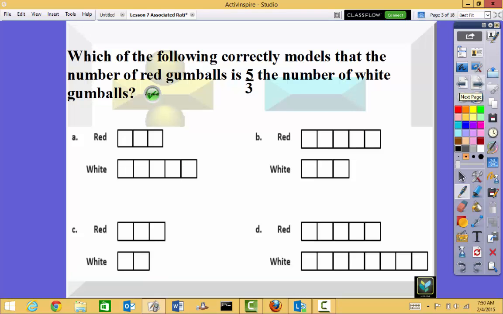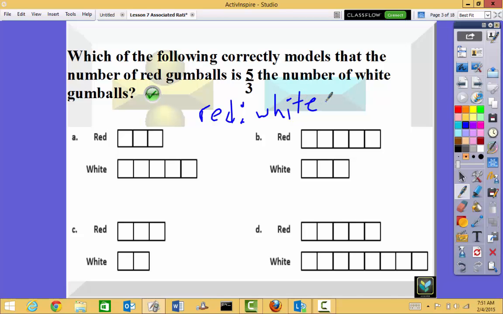Alright, so now let's get on to our lesson. So just think of this question for a while. Which of the following correctly models that the number of red gumballs is 5 to 3 the number of white gumballs? So here it's asking me to make a ratio that's comparing red to white.